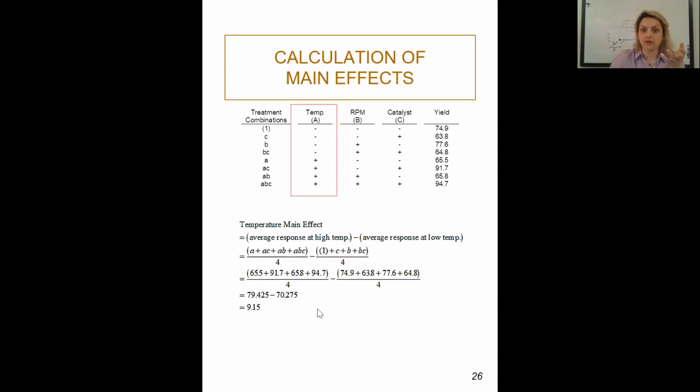As a practice, I would recommend that you find out the main effect of the rate and the value of the main effect of the catalyst as well. So whatever positive that you have, get the average of them, minus whatever negative, like the response at the low level, for example, for the rate that you have, get the average and then subtract them. That's going to be the main effect of that factor.